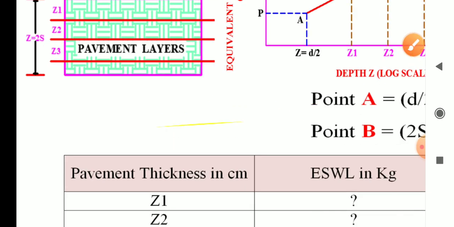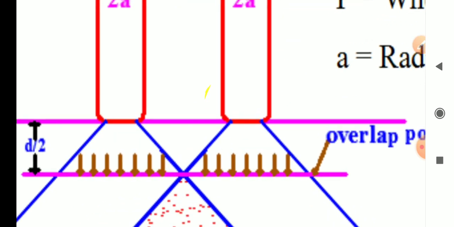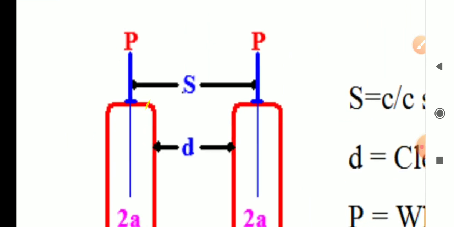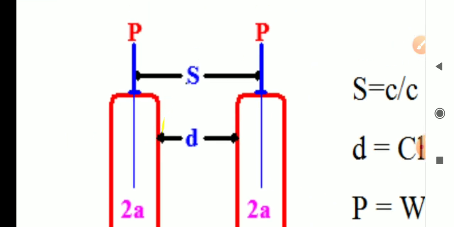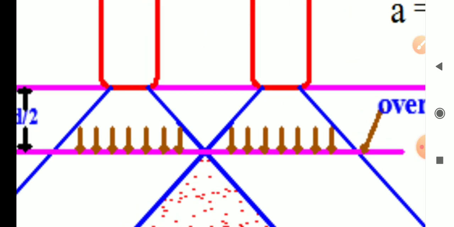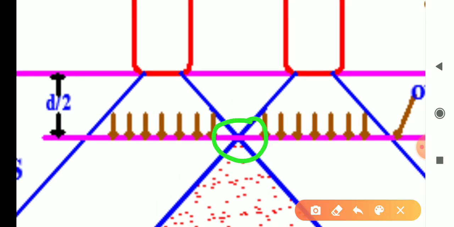Point A means d by 2 comma p. Why is d by 2 taken? For each wheel load p, that is a single wheel, some stresses will be developed individually. Up to the point of d by 2, they are individual. There is no overlap above this pink line. Once it is crossed, the overlap starts.